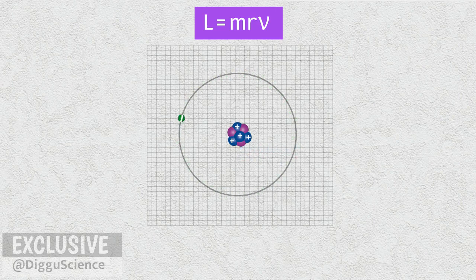Because the value of L is quantized, the value of v must also be quantized. That is, electrons rotate on a stationary path with a certain speed, not all speed values. Hopefully this tutorial can provide an overview of Bohr's postulates.